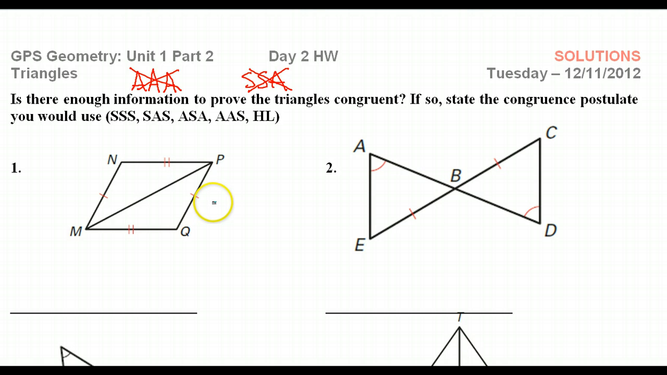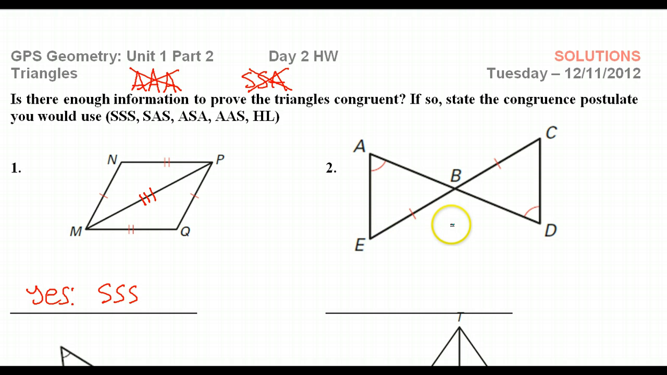All right, so looking at problem number 1 as an example, the first thing you should always do is look for if there's something that you can mark that's not already marked. We have all these sides that are marked congruent, but this shared side is the same for both triangles, so we should mark that. So looking at these two triangles, we now have a side, a side, and a side congruent to a side, a side, and a side. So that is going to be side, side, side. So we will say yes, these triangles are congruent because of the side, side, side postulate.